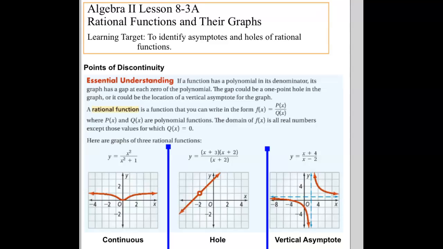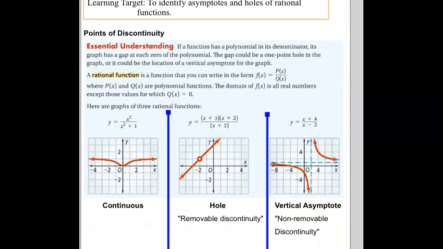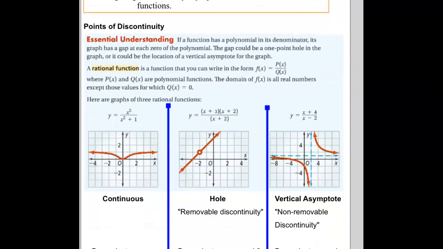All right, today we're going to look at section 8.3a, dealing with rational functions and their graphs. And our goal today is to identify asymptotes and holes for rational functions. So we've been looking at some basic y equals a divided by x kind of graphs, and then we looked at some where we shifted them left or right, up and down. Today we're going to look at some different types and how we can determine what that graph should look like.